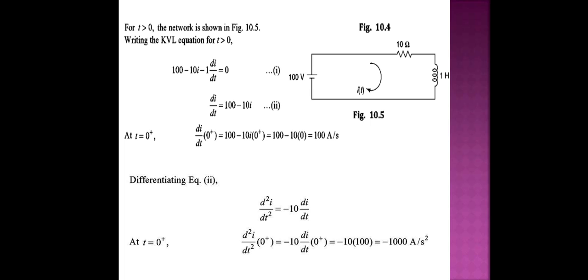So we will get d square I by dt square at the 0 plus condition as minus 10 into of di by dt of 0. Already we got the above equation, 100 amperes per second. Therefore minus 10 into 100, which is equal to minus 1000 ampere per second square. This is the initial and final value condition of the given circuit.